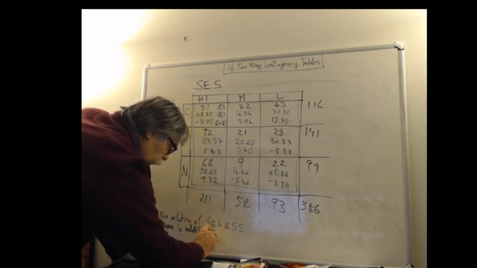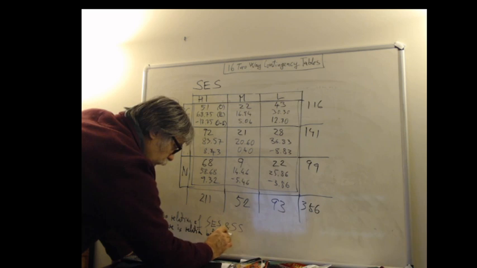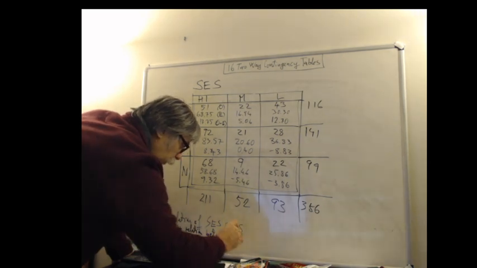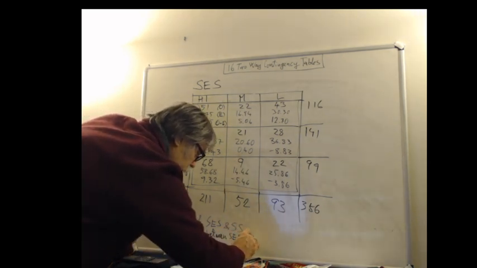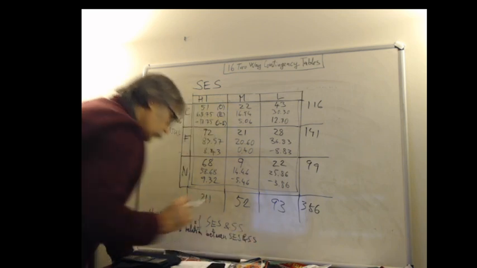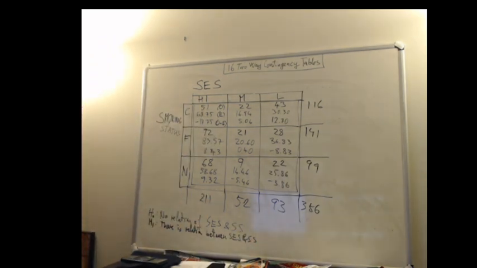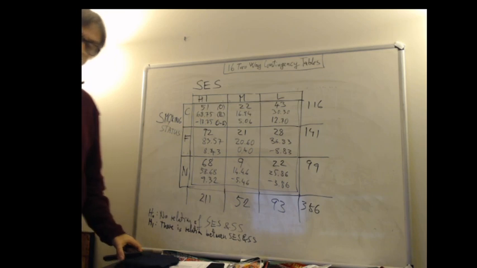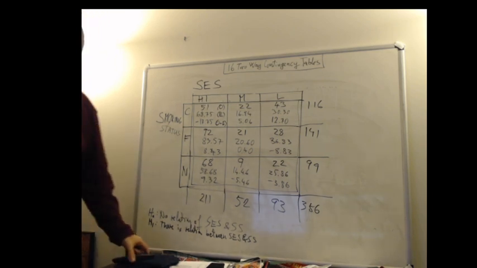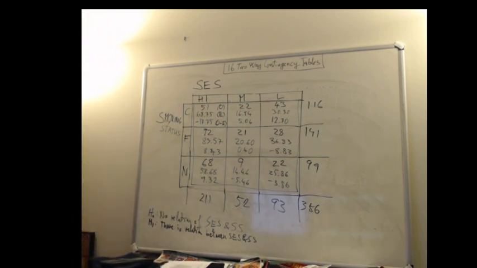Between socioeconomic status and smoking status. Okay? Sometimes it's also called there is dependence. There is independence between those, there is dependence between those. Which is a very good alternative to say. Okay? And now you need to have a test value.